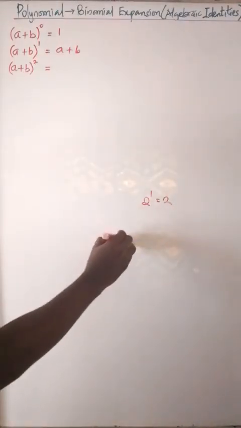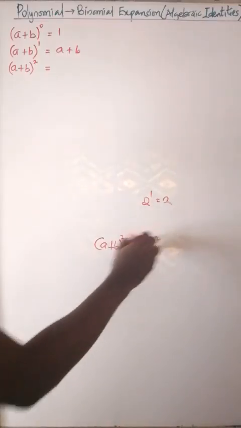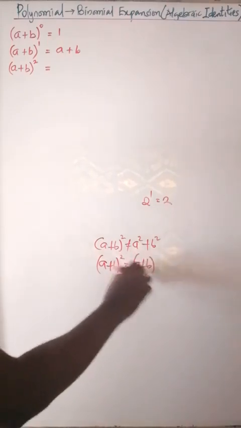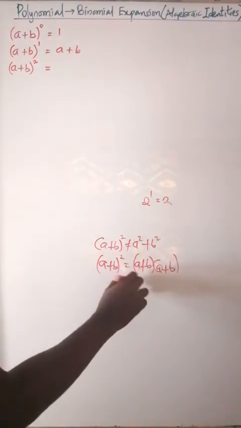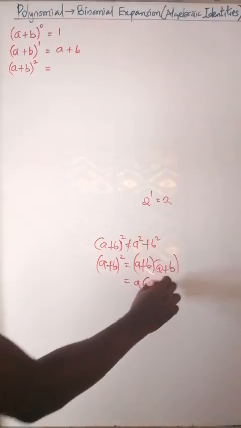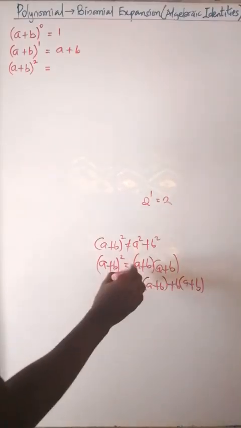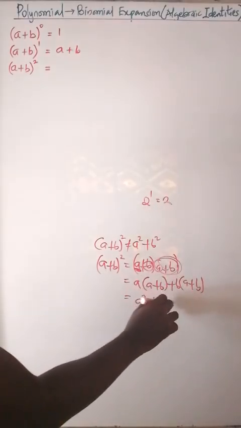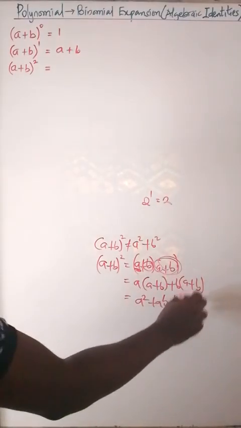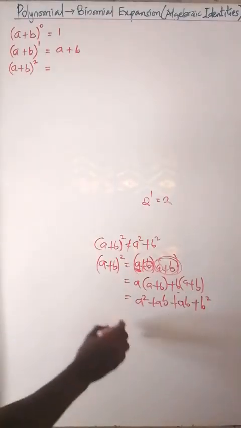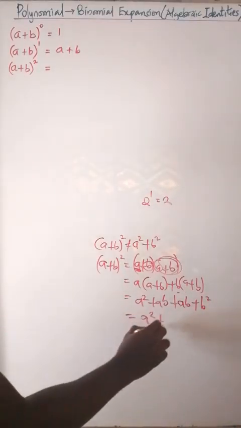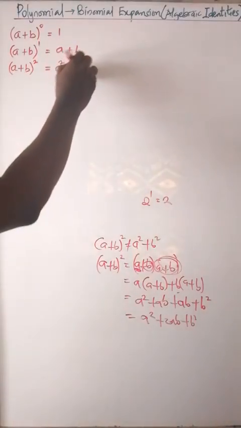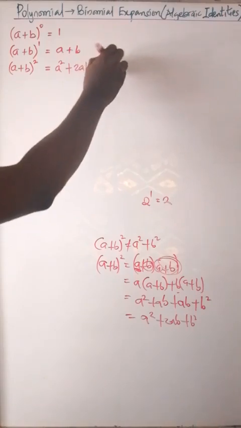If I have a plus b all squared, some students will believe the answer is a squared plus b squared. This is wrong because a plus b all squared actually means we multiply a plus b by a plus b. By the time we expand, this a multiplies a plus b and the b multiplies a plus b, meaning this a multiplies this, then b multiplies this. So I'll be having a squared plus ab. B times a, alphabetically it is ab also, b times b is b squared. Then ab, they are like terms. 1ab plus 1ab, that makes what? 2ab plus b squared. So it is actually a squared plus 2ab plus b squared.